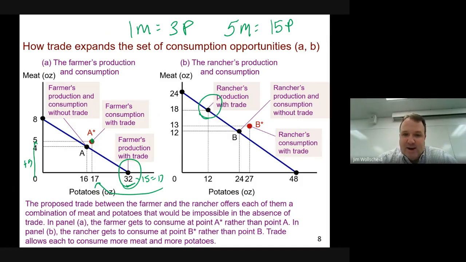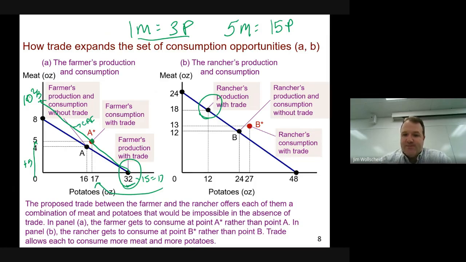In fact, if the farmer traded away all his potatoes for meat, he could get 10 2/3 ounces, assuming the rancher would be willing to give up all that meat. If you look at it, that's really the new consumption possibilities frontier with this price. So what you can see is that with trade, the farmer now has the ability to consume more than he could have consumed before.